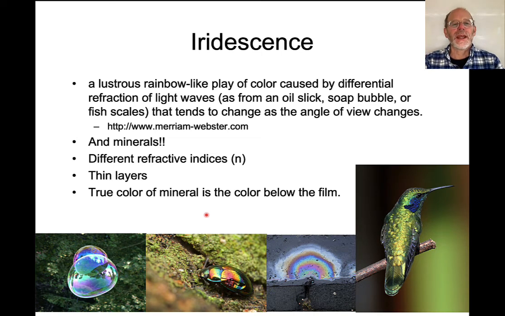Iridescence is a color that's caused by differential refraction of light waves through thin layers. Now, this can happen in lots of different materials, soap bubbles or insects or bird wings or oil slicks, but it can also occur with minerals. The color of the mineral is not actually the color of the iridescence. This is just a light effect associated with the refraction of light through thin layers.